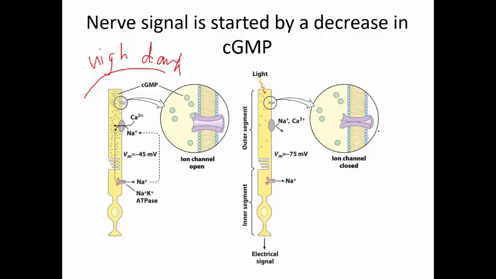So the ion channel closing is going to hyperpolarize the membrane. So beforehand, it's negative 45 millivolts. That's about what we've talked about as being a normal potential. But afterwards, it's negative 75, and that's because sodium and potassium are not going to be able to come in. So that's going to hyperpolarize it. That's going to start an action potential that leads us to a signal in the brain.